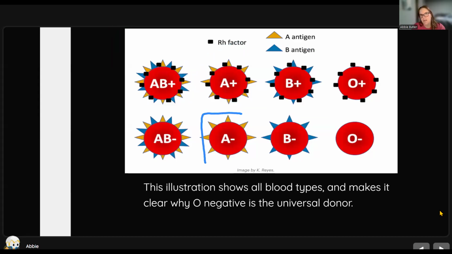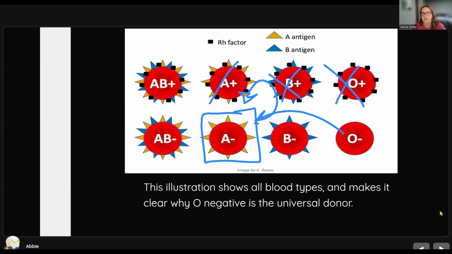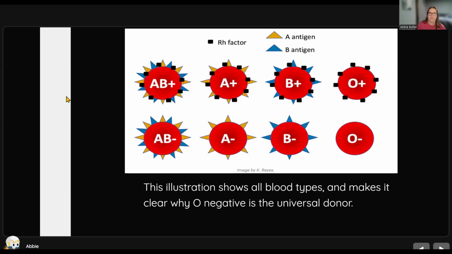In comparison, a negative blood can only accept A negative blood and O negative blood. They don't want anything with the Rh. Their body can't accept that. They also do not like the B antigens. You can see those there.